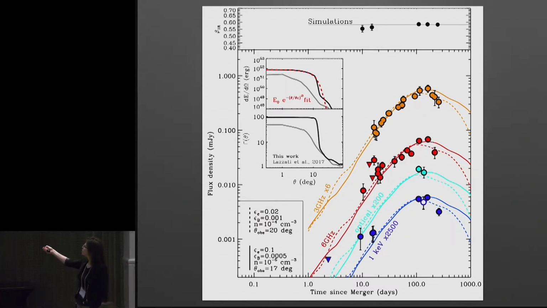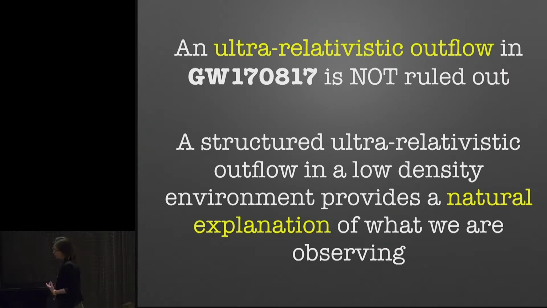So here is how the data look if I just overplot our predictions, and you can see that we literally see no spectral evolution at all. So what we can take home from this exercise? The first thing is that an ultra-relativistic outflow in this event is not ruled out. This is a message that I really want to convey. There's been a little bit of confusion. It's not ruled out. It can definitely be there, and is actually providing a natural explanation of what we are seeing so far.